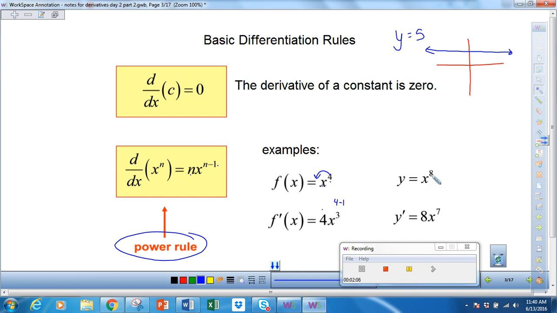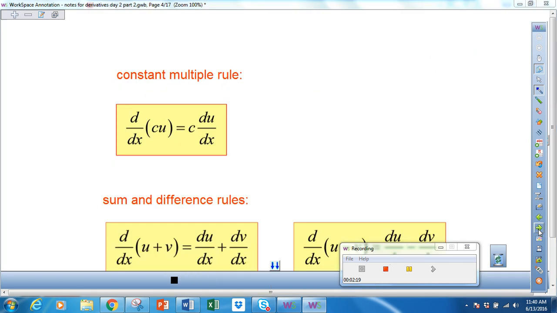The same thing over here. We have x to the 8th. The 8 drops, becomes the coefficient. We subtract 1 from 8, and we get 8x to the 7th. That's an important rule. You need to really know that one.